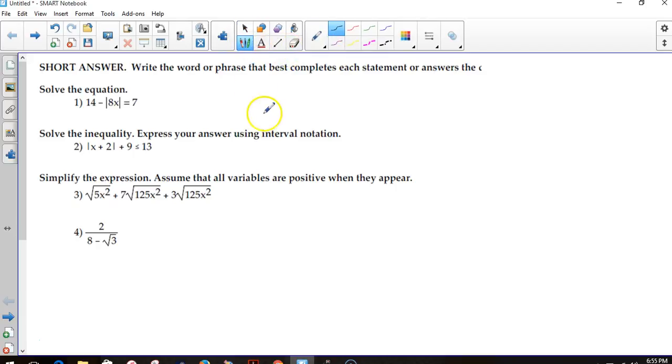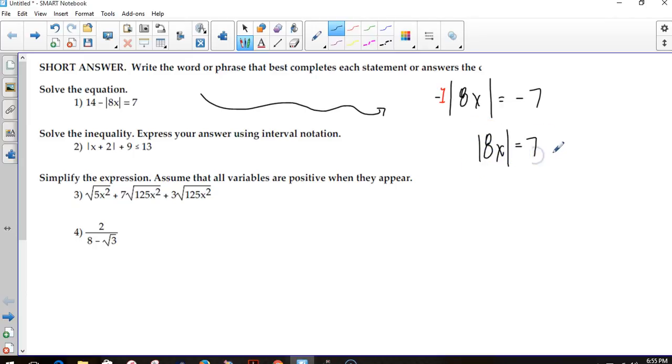When you want to solve an absolute value equation, the first thing you want to do is isolate the absolute value bars. So what I'm going to do is subtract 14 from both sides, and I have negative absolute value of 8x equal to a negative 7. Then that negative out front is like an invisible negative 1, so I'll divide both sides by the negative 1. And so now I have the absolute value of 8x is equal to 7.